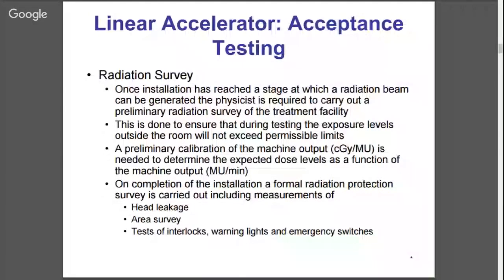So we need to carry out this radiation protection survey. We need to measure head leakage and do an area survey, so measuring around the bunker at all aspects, in all the locations where potentially people are going to be outside the bunker. We also need to test interlocks, warning lights, and emergency switches, so that these are going to be functioning correctly during that acceptance testing and commissioning process.